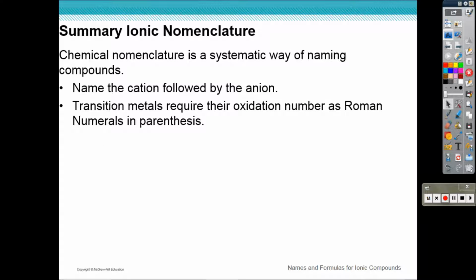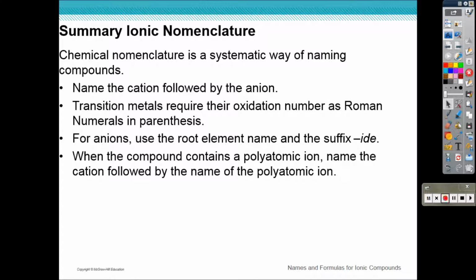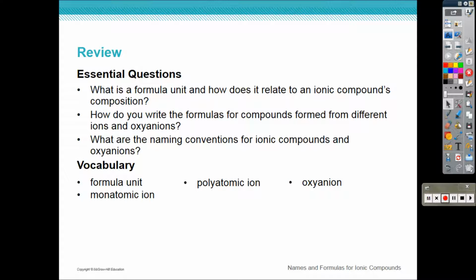And so in summary, once again, cations first, anions second. If you have a transition metal, put the oxidation number as Roman numerals behind it in the name. Anions change the last part of their name to IDE. And polyatomic ions, we do not change their name. And there you go.